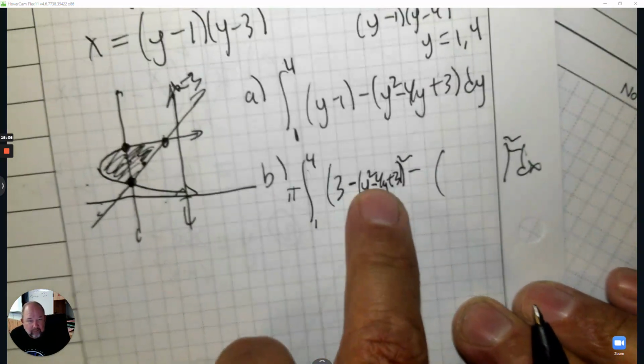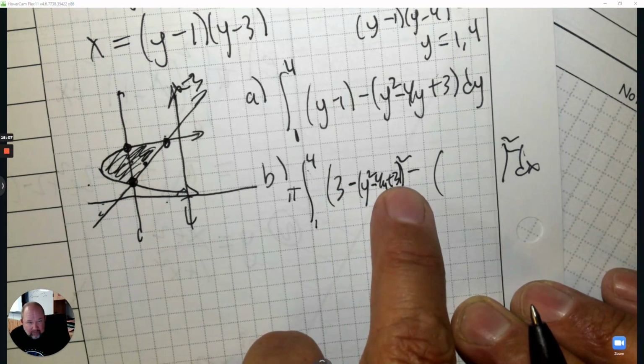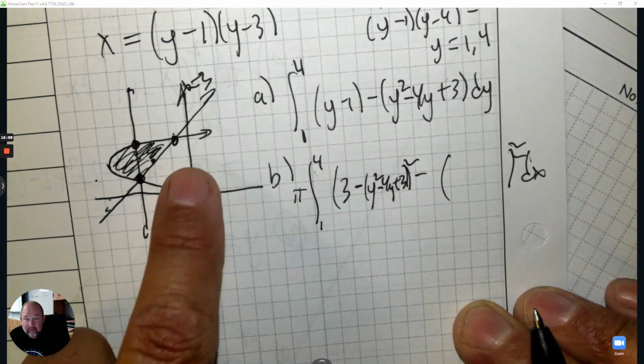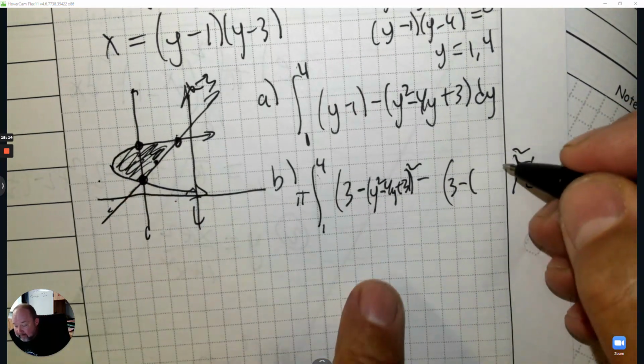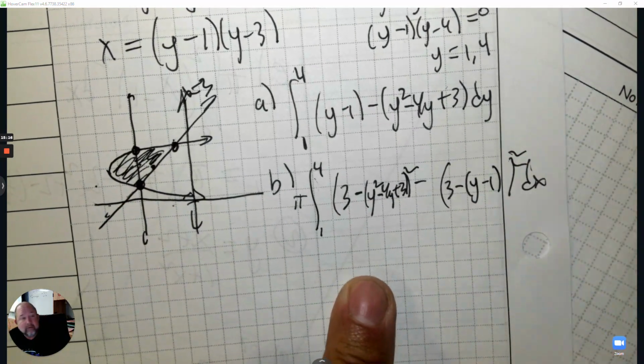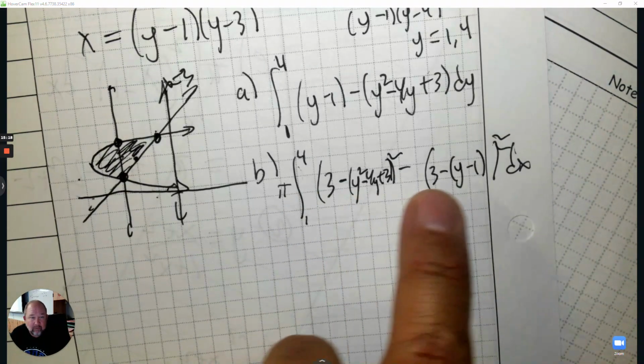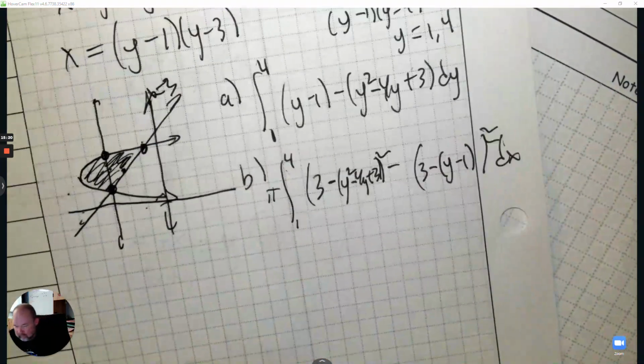Make sure you use parentheses when you subtract, so it subtracts everything. Then the small radius, right subtract left. And again, use parentheses: 3 subtract the line, which is y minus 1. So you have 3 subtract for the big one, 3 subtract for the small one, and that's it. We're just setting it up. Part C.